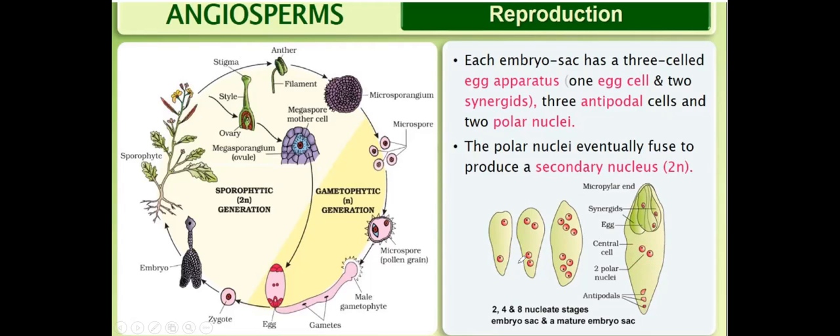So 8 nuclei, sometimes a question will be there: how many cells and nuclei will be there in a mature embryo sac? So a mature embryo sac has 8 nuclei and 7 cells. Which are the 7 cells? 3 towards the micropylar end, 3 towards the antipodal end, and then 1 is the central cell. So 3, 3, 3, 6 plus 1, 7.